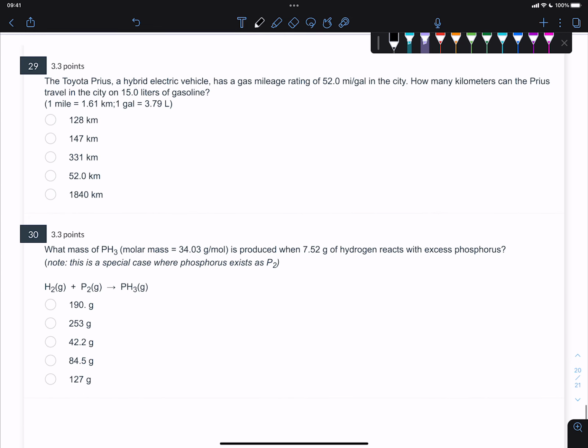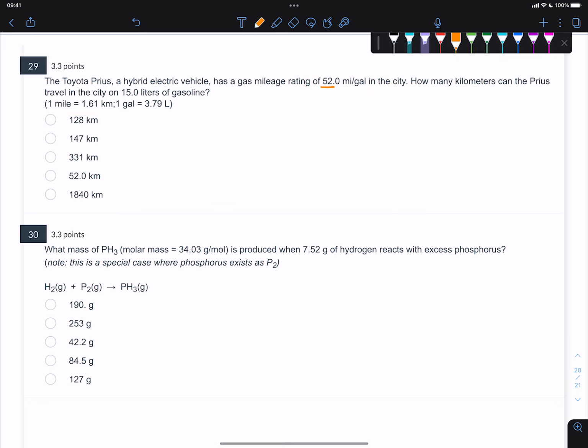Number 29. This one says the Toyota Prius, a hybrid vehicle, has a gas mileage rating of 52 miles per gallon in the city. How many kilometers can the Prius travel in the city on 15 liters of gas? Dimensional analysis again. So, what do we start off with? Just like that logic I was telling y'all to think about with the ethanol question. This is a set in stone number, as well as these conversion factors. So this is actually a conversion factor as well.